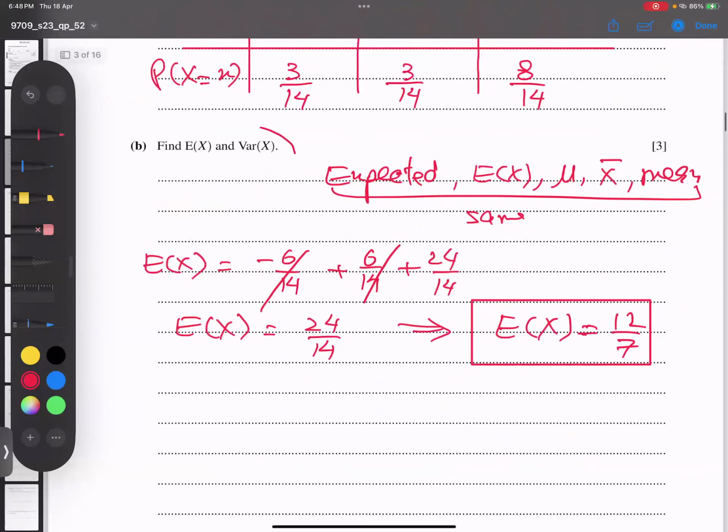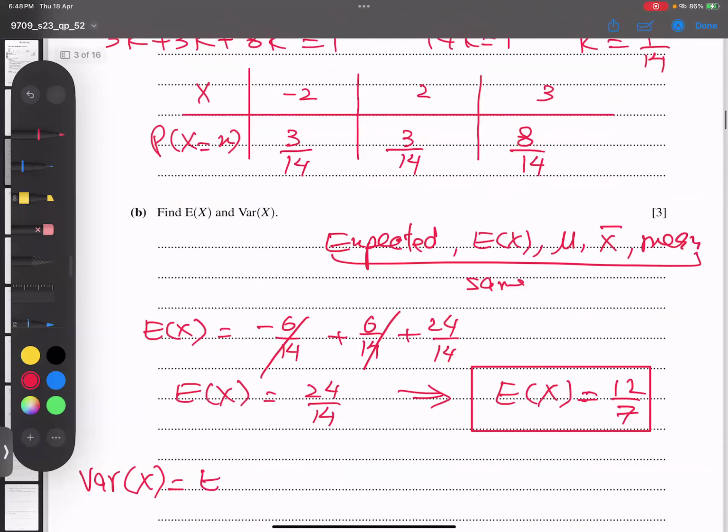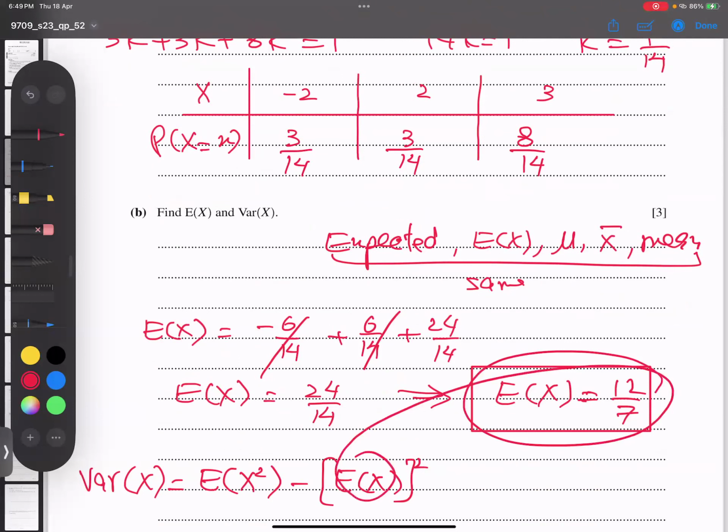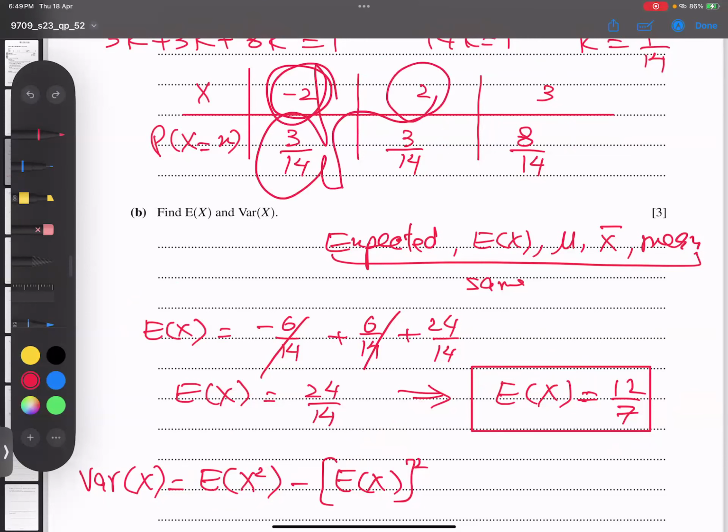Now we go for the variance. What is the variance formula, students? The formula is E of x squared minus E of x whole squared. This value will come directly inside a bracket, but what about this one? In E of x, what I have done is simply multiply, multiply, and add them. But in the case of x squared, I will put the square of this number and multiply, square of 2 and multiply, square of 3 and multiply. Look, I'm going to show you.